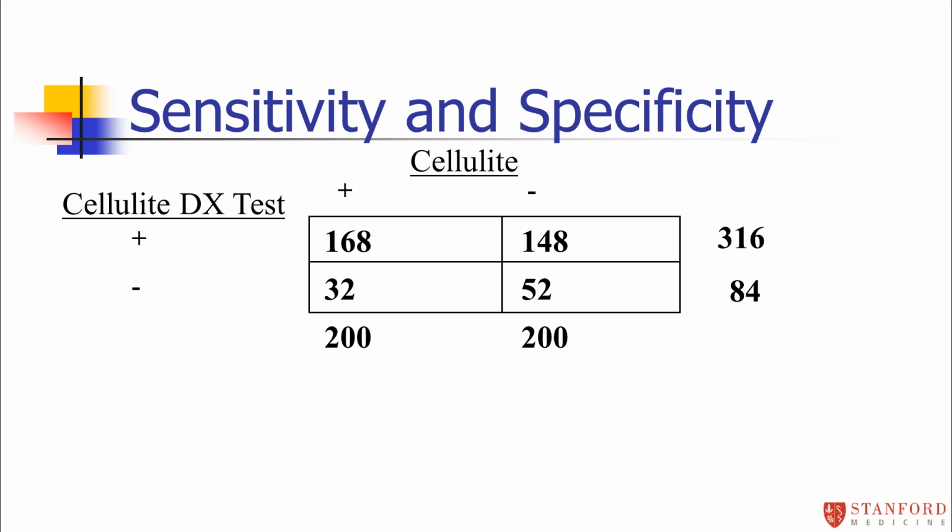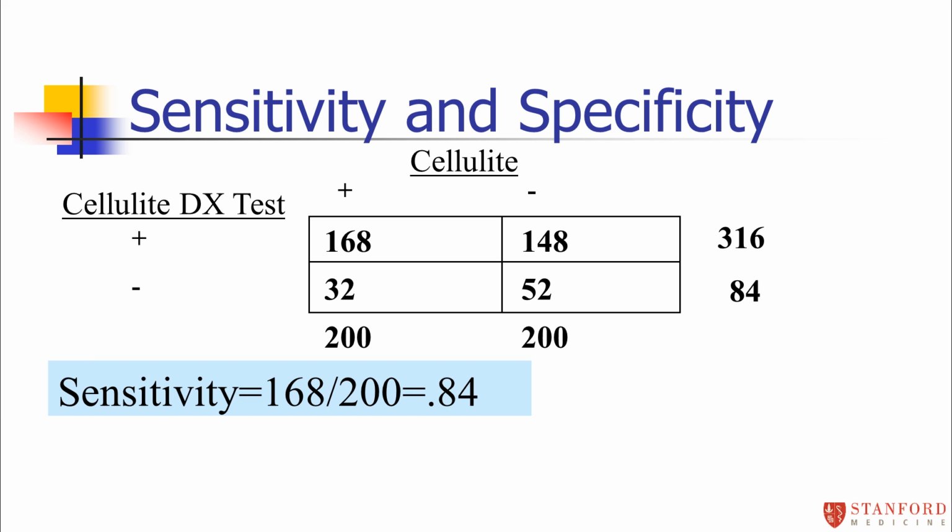There are 200 women who truly have cellulite. Out of those women, those are the case women, 168 of them tested positive on this test. So that would make the sensitivity 84%. Notice that there were 32 women who falsely tested negative out of 200 cases.